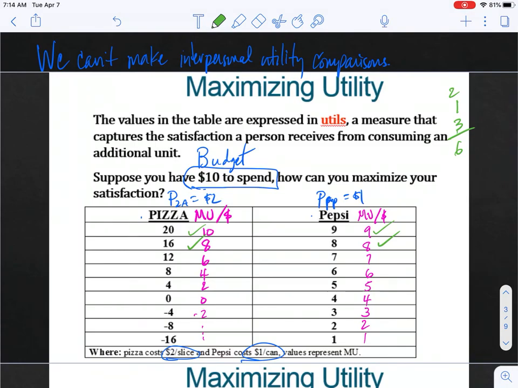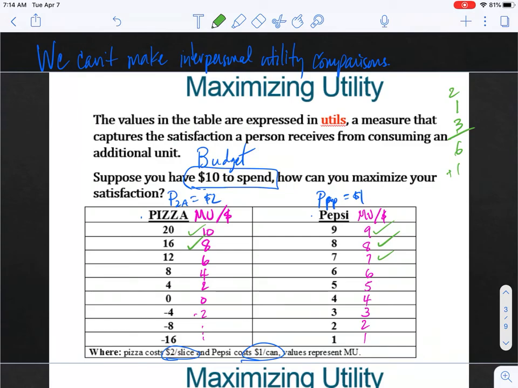Well, what is the next highest bang for my buck? Marginal utility per dollar. The third slice of pizza is 12, but it costs me $2, so it gives me 6 units of happiness per dollar. The third Pepsi gives me 7 units of happiness per dollar. That's higher, so I'm going to buy that. So I'm going to spend another $1.